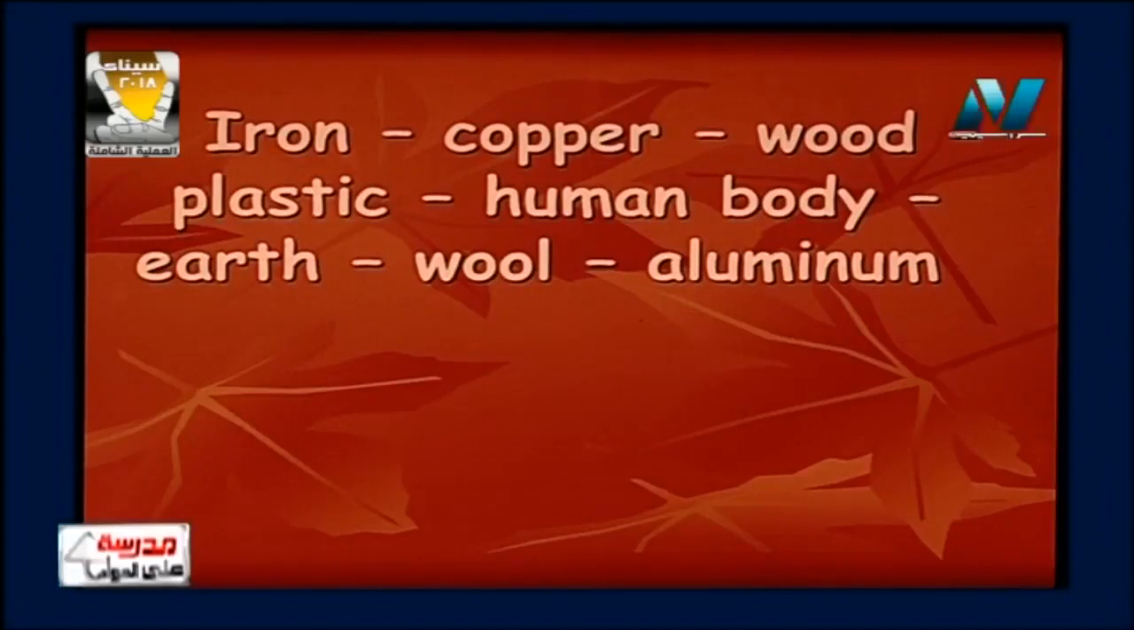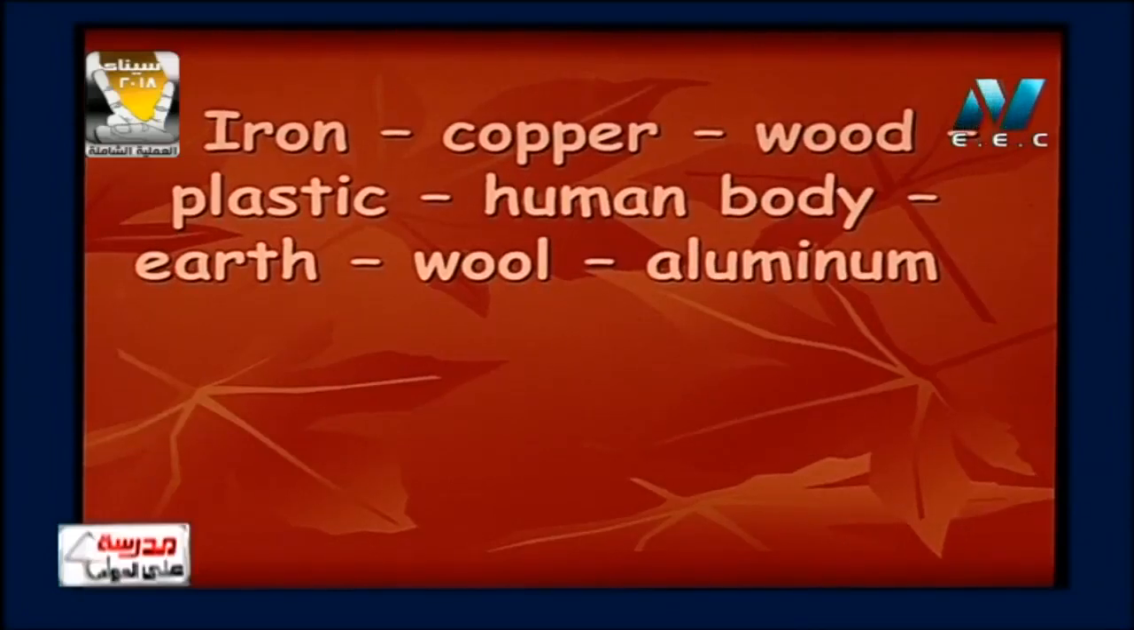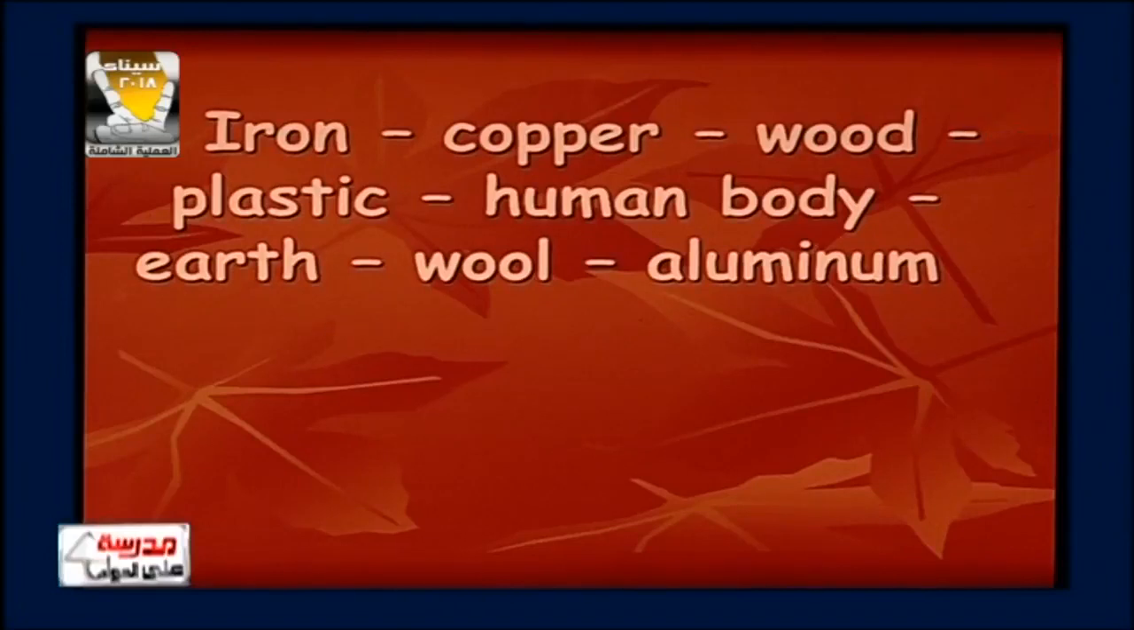Wool is an insulator. Wool is an insulating material. Aluminum also is a conductor of electricity because it's a metal. So all metals, iron, copper, aluminum, gold, silver, nickel, are conductors, and we will add to them the human body and earth, and also water. But plastic, wool, wood, all of these we will call insulators.